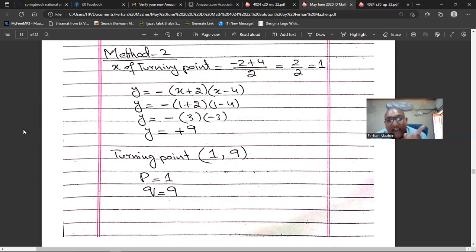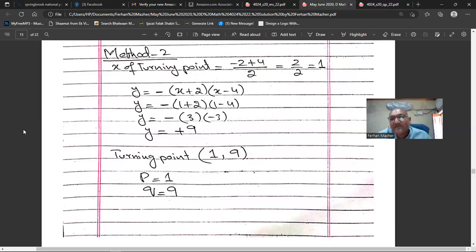So now I know the x of the turning point, and then I made that equation. That equation was y equals −(x + 2)(x − 4). In the place of x, substitute 1, and you will get y equals −(1 + 2)(1 − 4). So y equals −(3)(−3). So y will be 9. So the coordinates of the turning point are (1, 9). So the p value will be 1 and the q value will be 9. This is the second method to solve that.